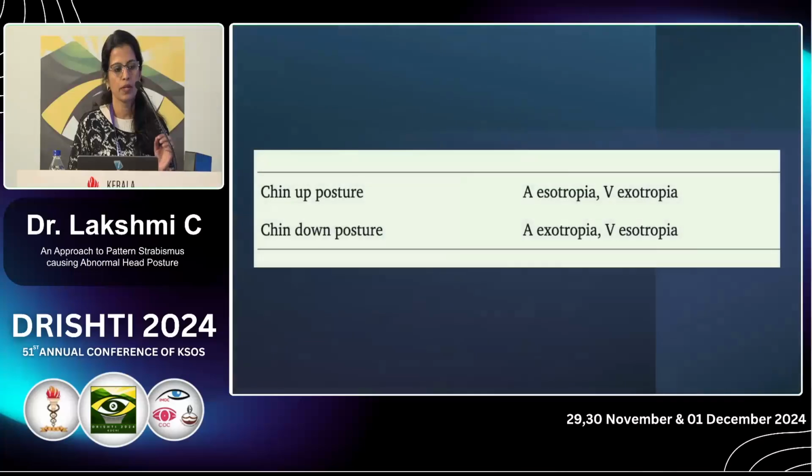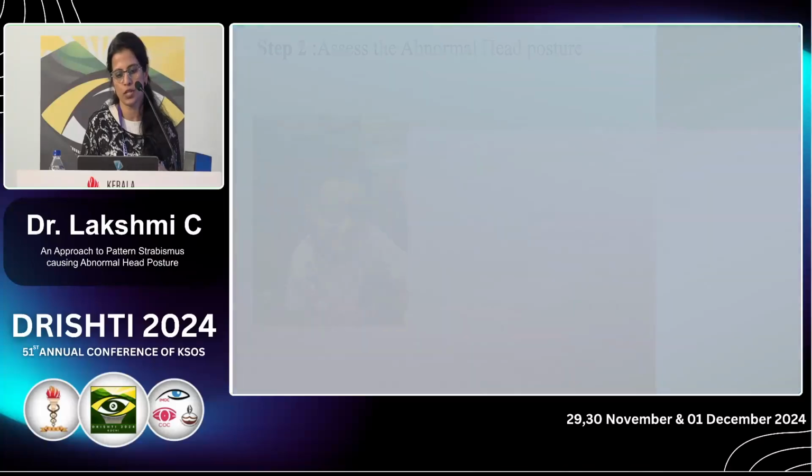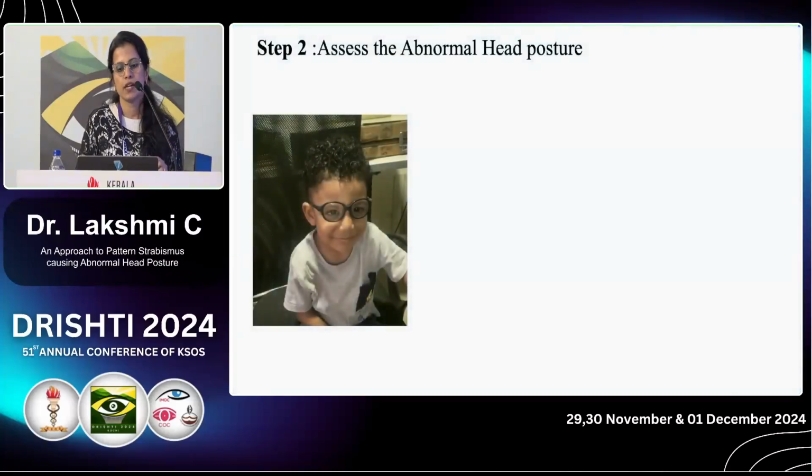So coming to the head posture, the classically described head postures in V and A patterns are chin up and chin down, and typically it is mentioned for people who fuse in these head postures. So a V pattern exo and an A pattern eso will fuse in chin up, and A exo and V eso will fuse in a chin down posture. But when we assess the head posture, we need to see whether the patient is actually keeping a chin up or chin down, or is there something else along with the pattern strabismus.